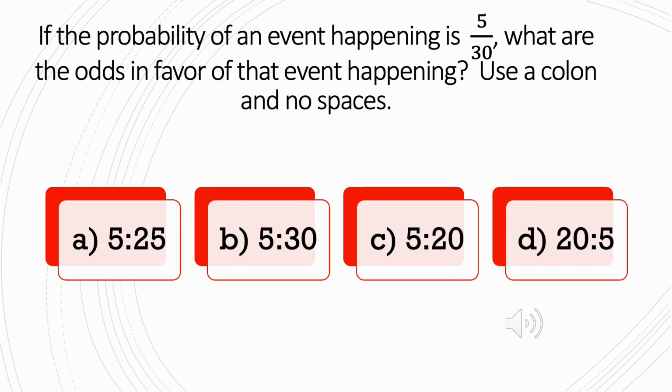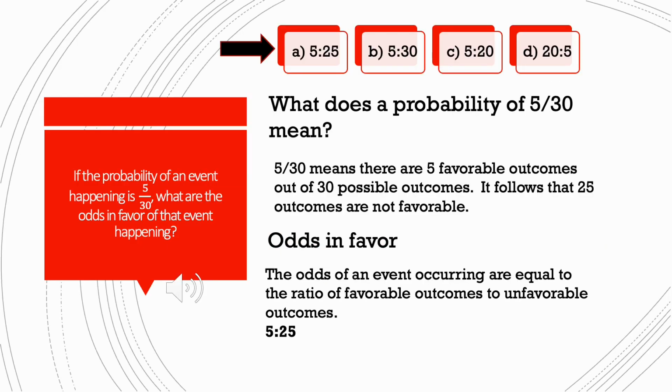If the probability of an event happening is 5/30, what are the odds in favor of that event happening? Use a colon and no spaces. The correct answer choice is A, 5:25, or 5 to 25.